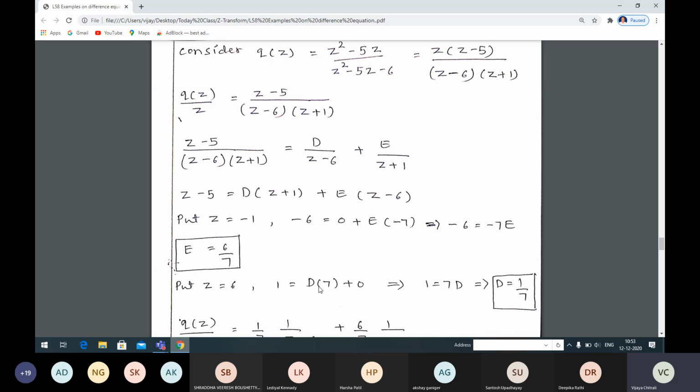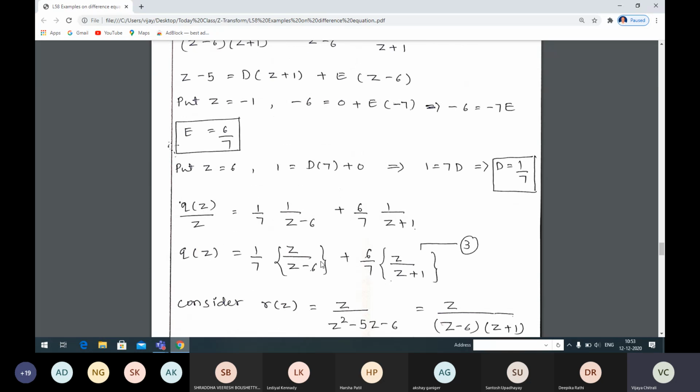So this is equal to D. In place of Z, you put 6. 6 plus 1 is 7. And this is 0. 1 is equal to 7D. D is equal to 1 by 7. Hence, Q of Z divided by Z is 1 by 7, 1 divided by Z minus 6 plus 6 by 7, 1 divided by Z plus 1.